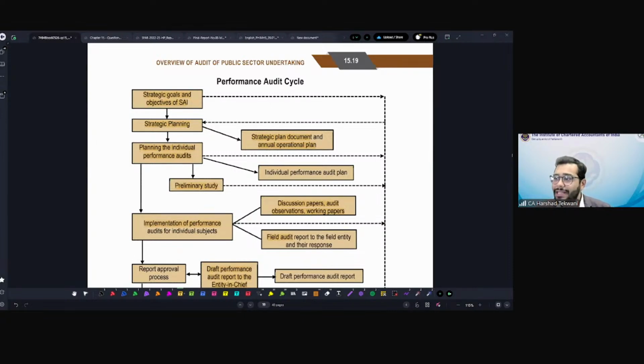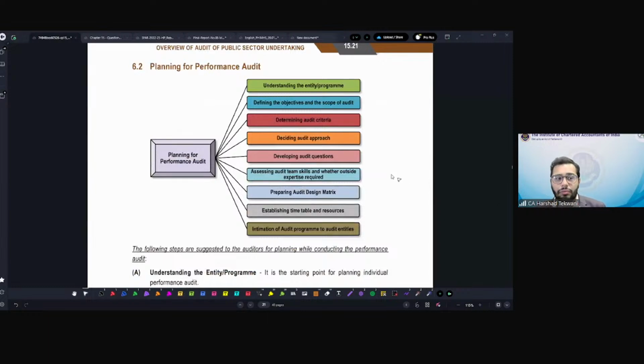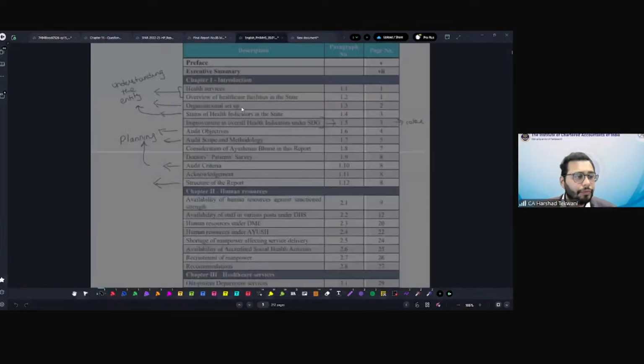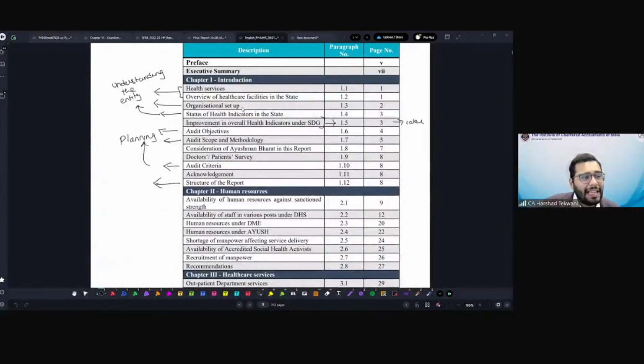If you see, it is the same that we understood. Planning the performance audit is something that we just now saw: you define the objectives and audit scope. Remember, there was a section of audit objectives and the scope. You understand the entity and program. If I go back to the report, this is the understanding of the entity and program. First step: organizational setup, understanding the entity and program. You have audit objectives, methodology and scope.